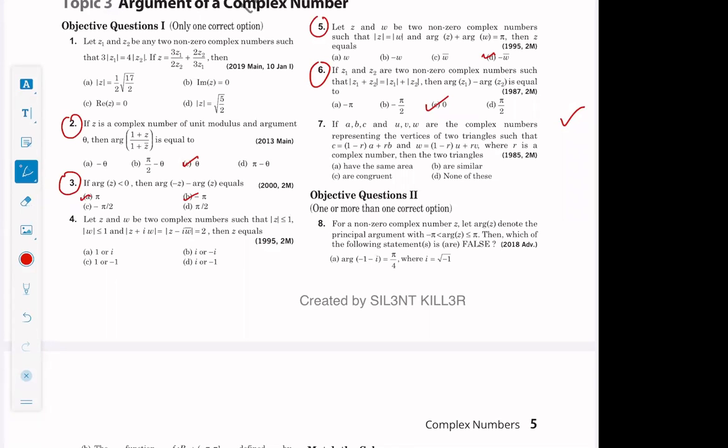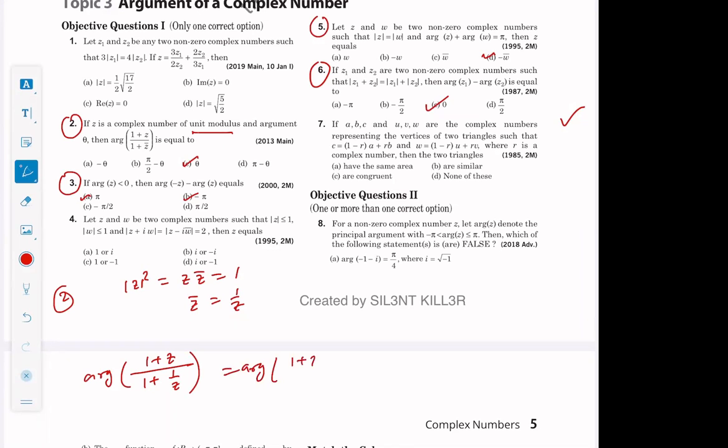Now question number 2, unit modulus. So you can say mod z square is z bar. So what is z bar? z bar is 1 by z. So what is the value of argument of 1 plus z upon 1 plus z bar? So z bar will be equal to 1 by z. Now take LCM. So these two will be cancelled out. You will get argument of z. Argument of z is nothing but theta. It is given.